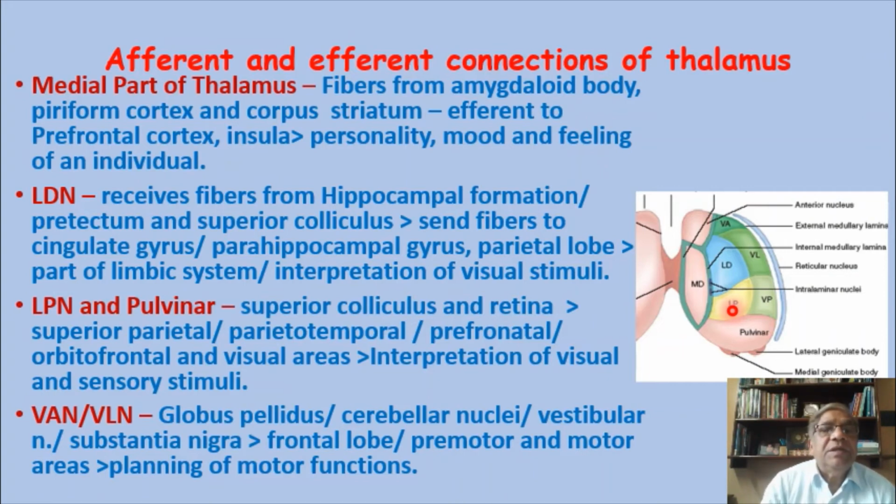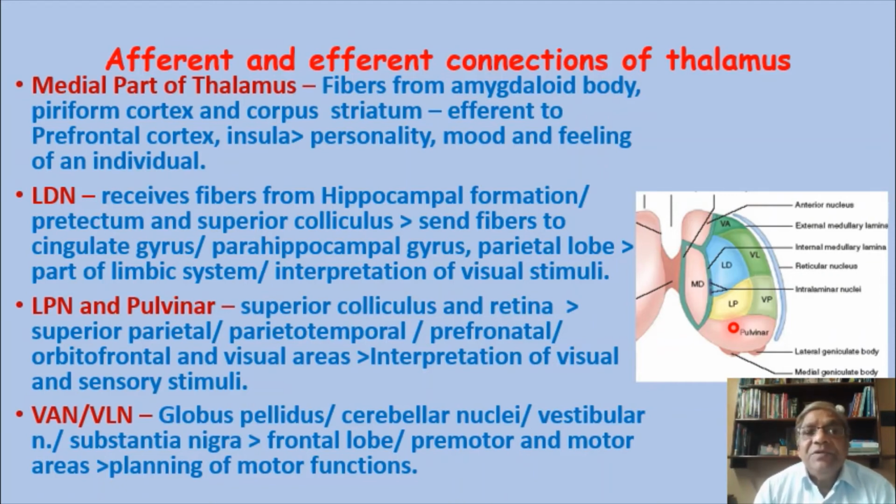The lateral posterior nucleus, along with the pulvinar. I will just give you the connections of the lateral posterior and pulvinar nuclei together, because they have almost the same function. It is getting afferent fibers from the superior colliculus and retina. That means it is concerned with visual sensation.